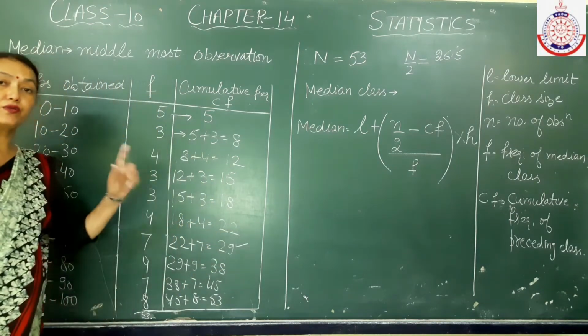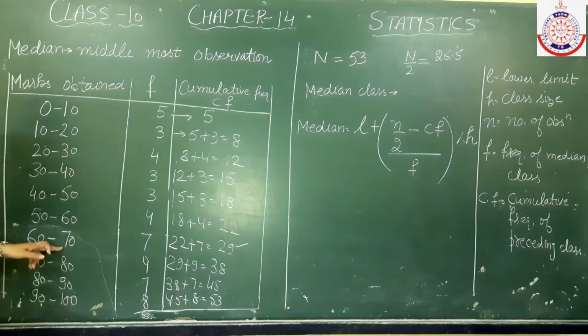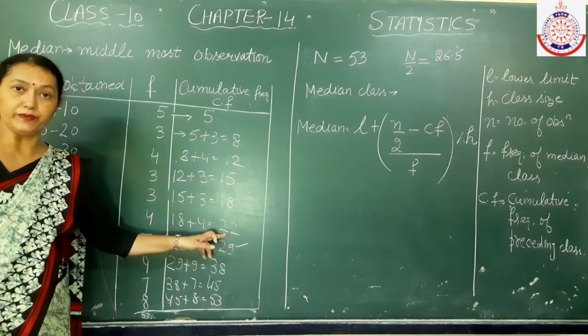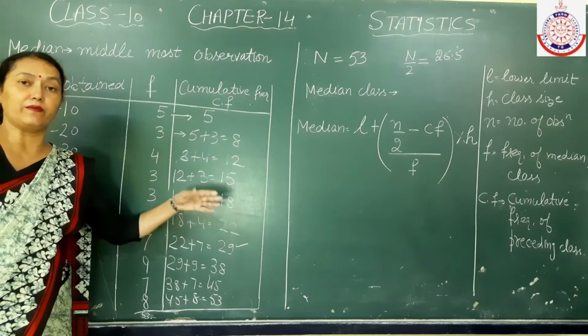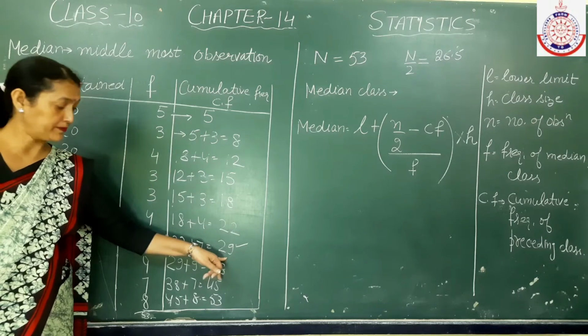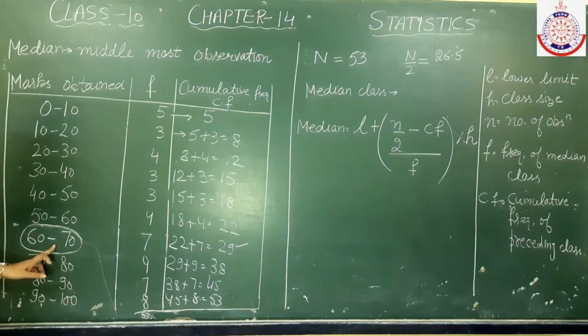According to this, we have chosen this one as the median class. The previous class ended on 22. So 26.5 will come in this category where we have values up to 29. So according to this, the median class is 60 to 70.